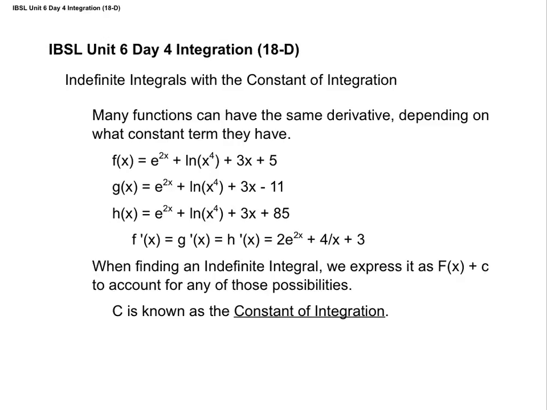Now, if we were to take the integral of 2e to the 2x plus 4 over x plus 3, which you'll be able to do by the end of tomorrow, if you can't already, you would get those same functions, f of x, g of x, h of x, except for that constant. And the reality is, when we're finding an indefinite integral, we express it as capital F of x plus c because we have all of these different possibilities. And we call that c the constant of integration. The constant of integration.